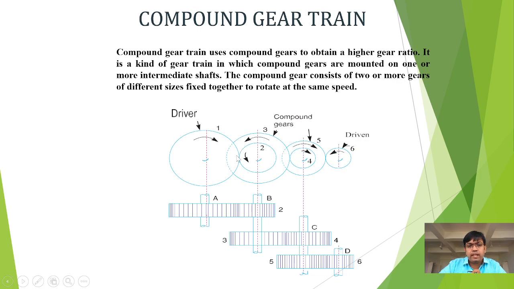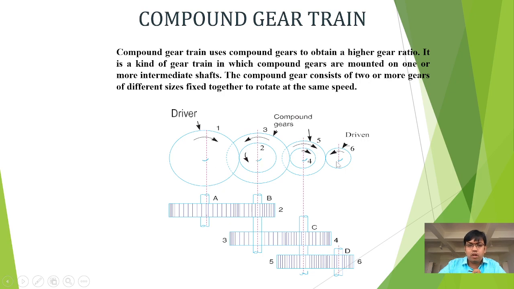Because 3 is rotating in anti-clockwise direction, gear 4 will rotate in clockwise direction. Because 4 is rotating in clockwise direction, and 4 and 5 are compound gear trains, automatically gear 5, which is on the same shaft, will also rotate in clockwise direction. And because 5 is meshed externally with the driven gear, that is the output gear 6, gear 6 will rotate in anti-clockwise direction, because the fifth gear is rotating in clockwise direction.